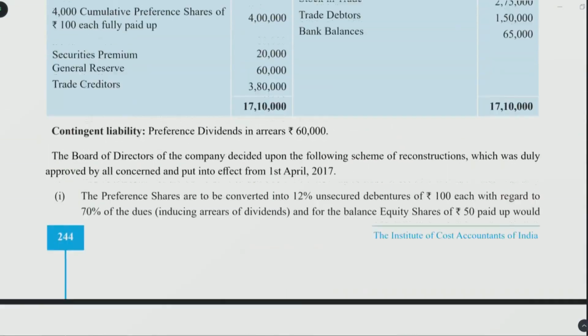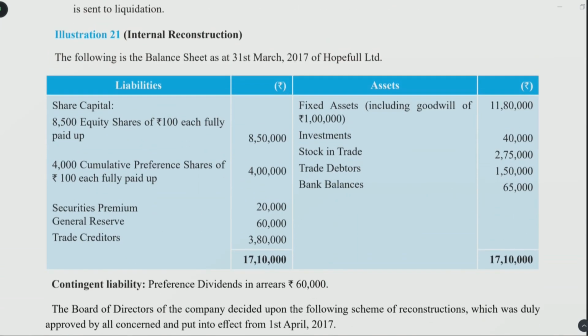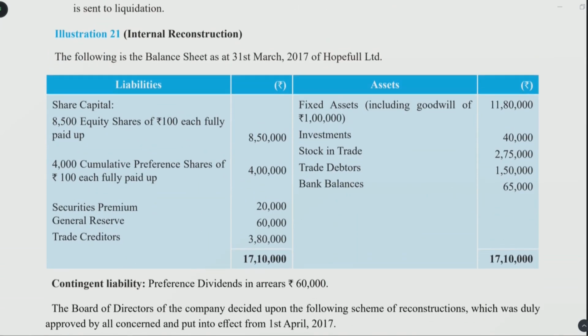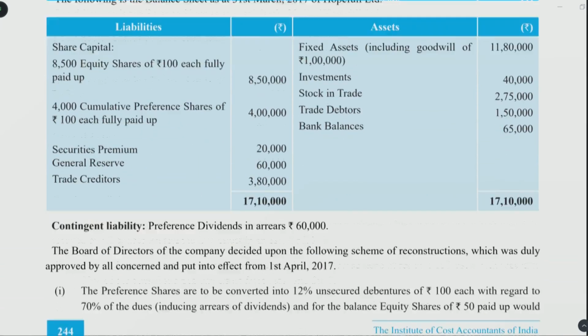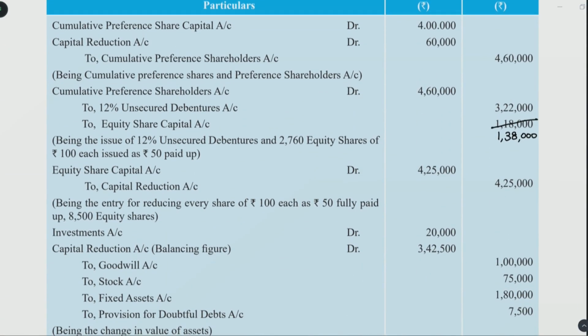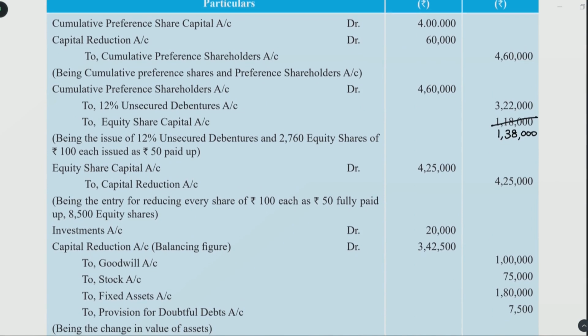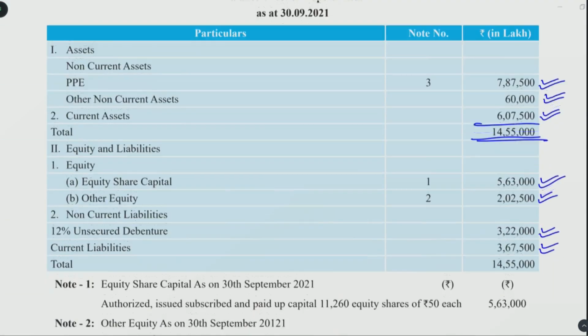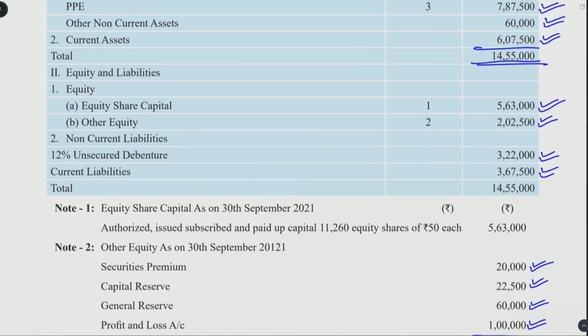Look at the balance sheet. The balance sheet did not have any debentures as such. You have issued unsecured debentures to your preference shareholders, that is 3,22,000. That same 3,22,000 is appearing over here. So the only thing that now needs your focus is this amount, 3,67,500.